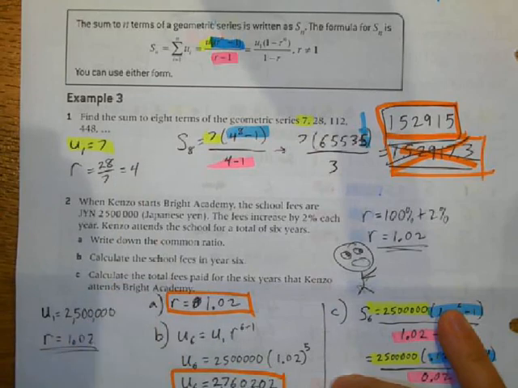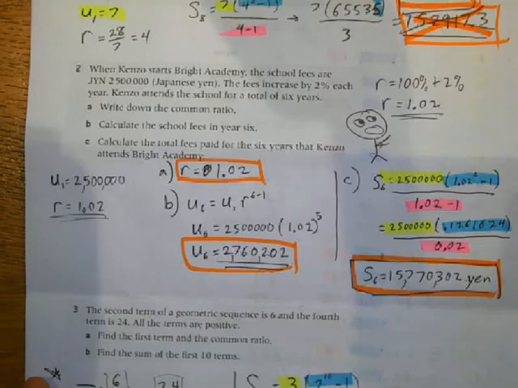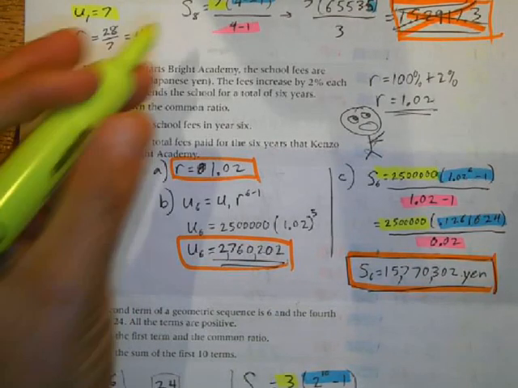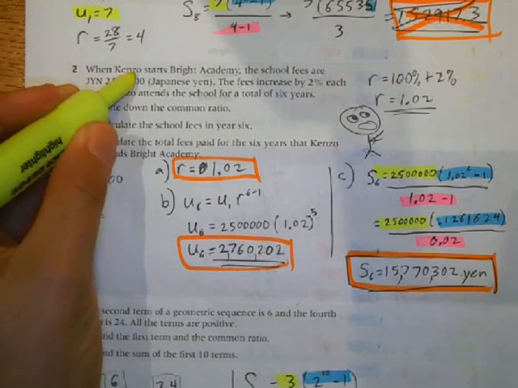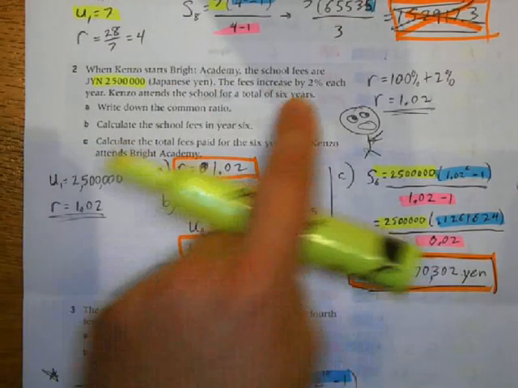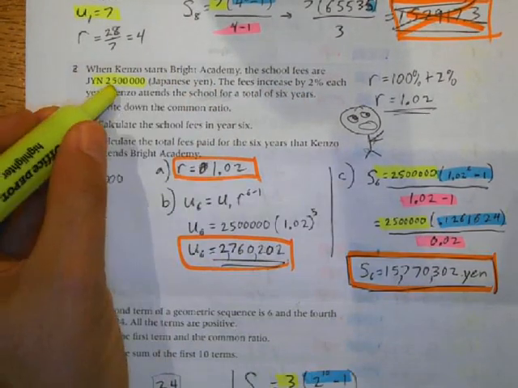Okay, let's check the next problem here. Our initial value here for the Academy school fees is this value here. There's my u sub 1.